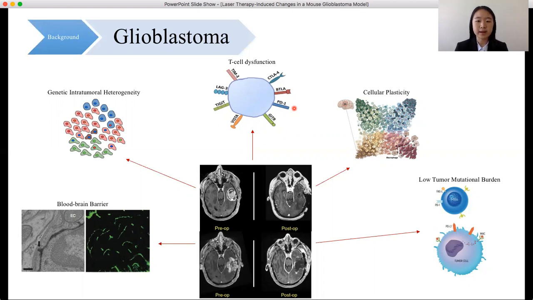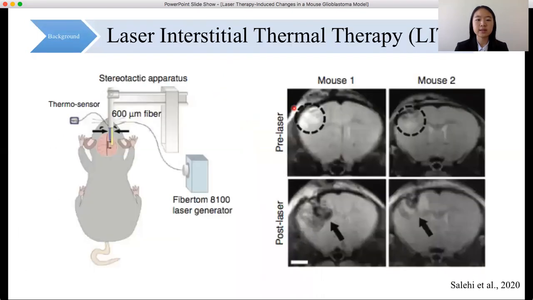One treatment that has been relatively new in the field of treating glioblastoma is laser interstitial thermal therapy. Laser interstitial thermal therapy, or LITT, is used to selectively ablate tumor cells using MRI and a laser probe. By delivering these pulses of laser, cells are thermally ablated and killed.